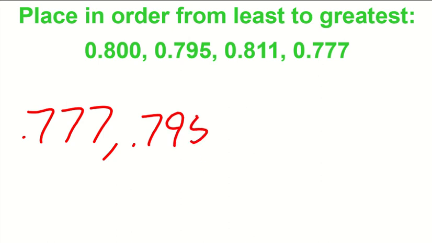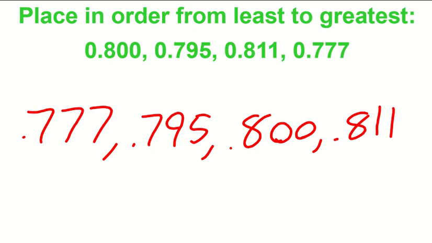Mason. 0.777. Keep going. 0.795. 0.800. 0.811. He is correct on those.